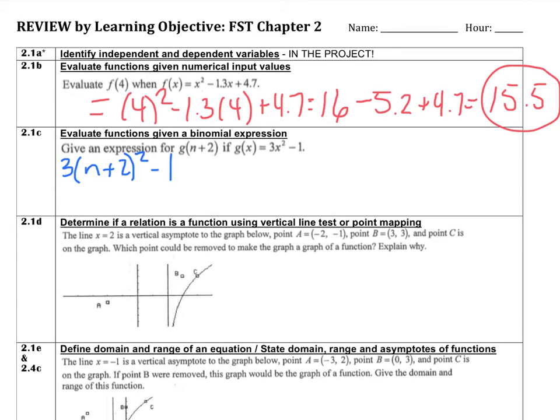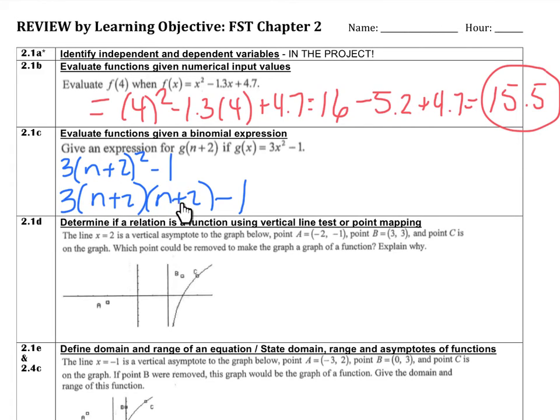Be incredibly careful. PEMDAS says parentheses, then exponents, then multiply. Do not multiply this 3 through until a second step. First thing you must do is n plus 2 squared. Now, n plus 2 squared does not mean you distribute the 2. It means you repeat n plus 2 two times. So what you would write is 3 times n plus 2 times n plus 2, and then minus 1.